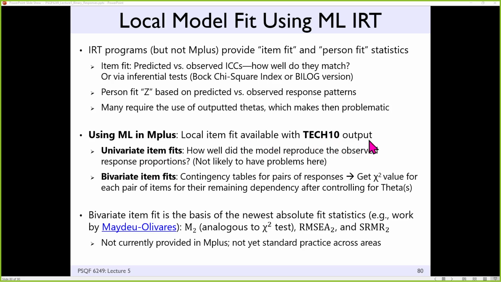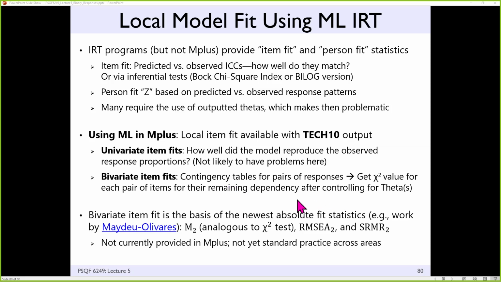Tech10 is the option that I have given on your example. What it does is print a list of every pairwise crosstab for every pair of items. It gives you the observed versus expected frequencies, and you get a chi-square test for whether observed and expected match, where expected is based on the model and observed is based on the actual data. And you're supposed to scroll through all of these to figure out what your local misfit is. So it's not ideal, for sure.